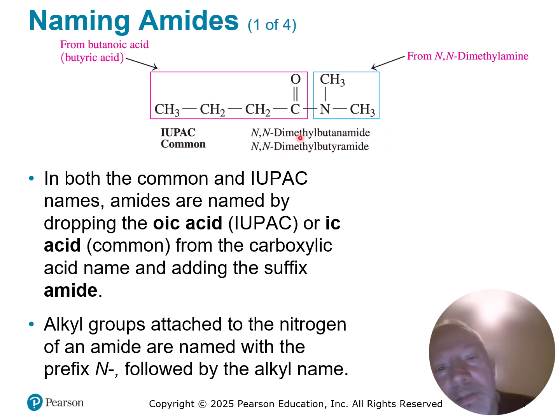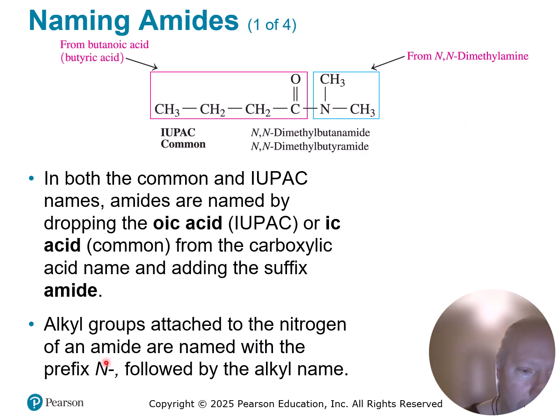N,N-dimethylbutanamide. And the N,N comes from what must have happened here: we reacted with the secondary amine, which was HN(CH3)2, and we reacted that with this carboxylic acid, and we got this, what they call N,N-dimethylbutanamide, or we can call it N,N-dimethylbutyramide.